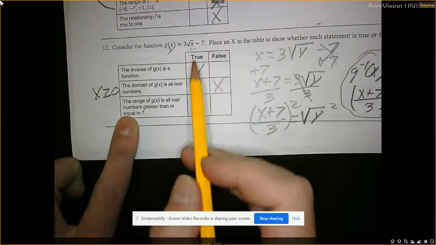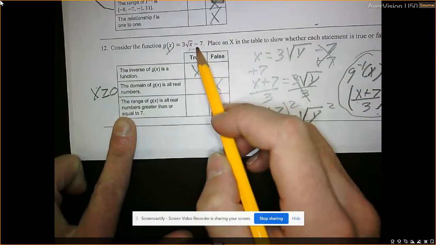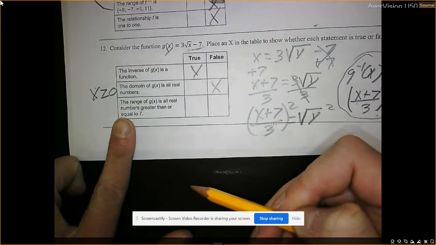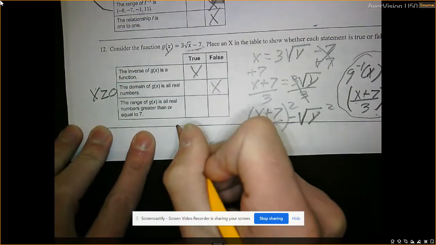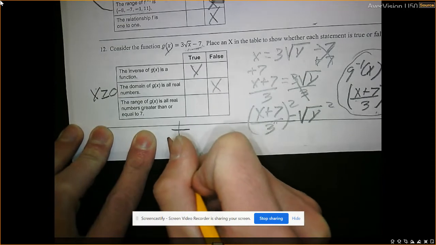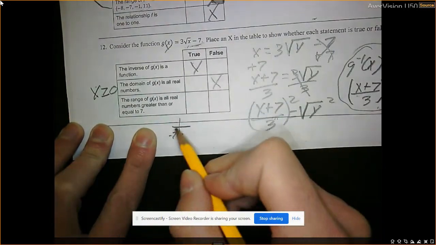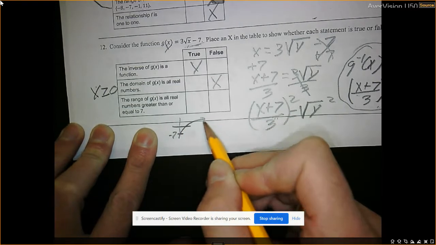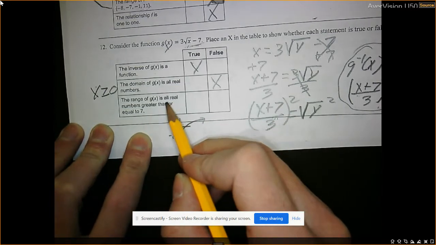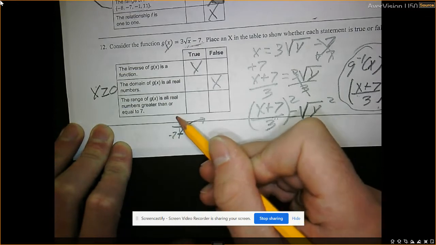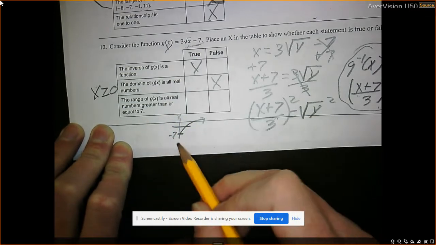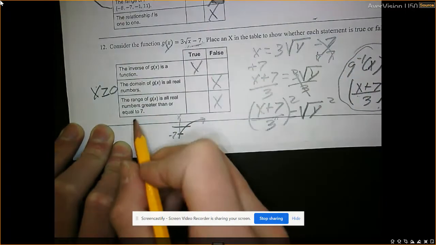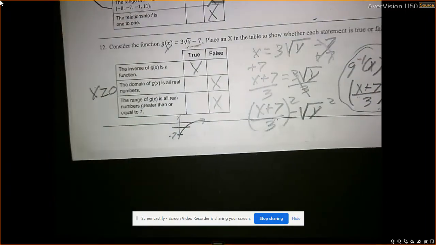Now the range of g of x, well, think about this minus 7. This is like our k is -7, so it's going to move the vertex down to -7. So if we were thinking about how this would look, say we have -7 down here, and then the square root function looks something like that. So the range is all real numbers. We're talking about our y values, and this is saying greater than or equal to 7. No, it's actually going to be greater than or equal to -7. So this is false. If it was -7, it would be true. We got to keep moving.